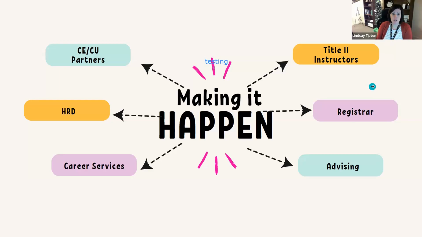Working with the registrar can be important, just figuring out those different pieces of the co-enrollment, different funding models, if you might be using Basic Skills Plus, for example, to help cover the cost of some of these workforce training classes. So figuring out all of that co-enrollment and tuition and everything, it's good to have somebody from the registrar's office on your speed dial that you can connect with if you need help figuring out some of those pieces. And then, of course, your instructors.